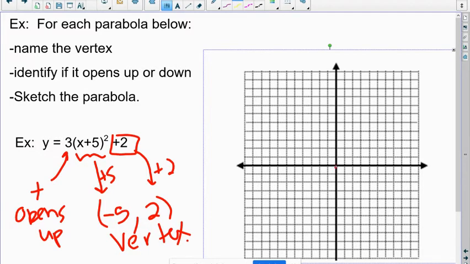So starting at the center, I'm going to count left: 1, 2, 3, 4, 5, and then up 2. Here's my vertex. And then I need my parabola to open up. Now my vertex is the low point on my parabola, so I want to try to make the two sides look fairly similar. And that's a quick sketch of my parabola. If I want something more exact, I'd make a table and plot 4 or 5 more points.